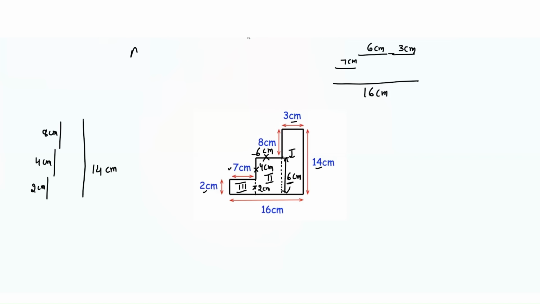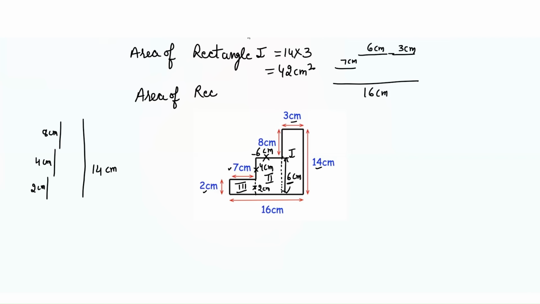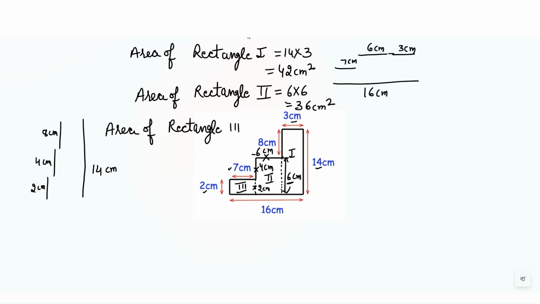So I'll write here, area of rectangle 1 is equal to 14 into 3, which is equal to 42 centimeters square. Area of rectangle 2 is equal to 6 into 6, which is equal to 36 centimeters square. Area of rectangle 3 is equal to 7 into 2, which is equal to 14 centimeters square.